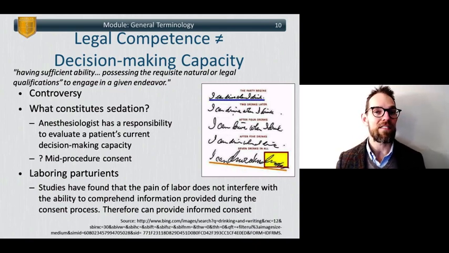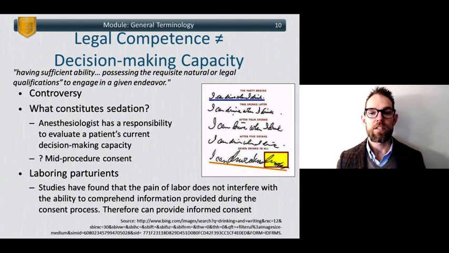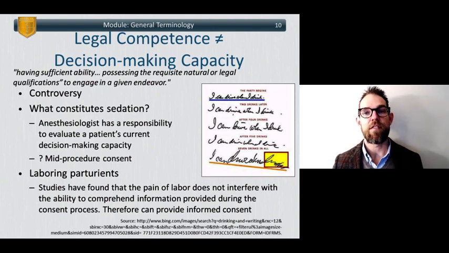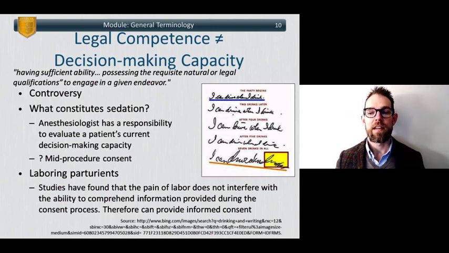So what is sedation, and where is sedation sufficient that decision-making capacity is impaired and that patient is no longer legally competent? An anesthesiologist has a general responsibility to evaluate that patient's ability to make an informed decision before beginning any sedation. You can't do this mid-procedure. You can't flip through the chart after having given 5 of Versed and say, oh my gosh, we don't have consent. Let's stop this patient. They're awake, and let's go ahead and get their consent.